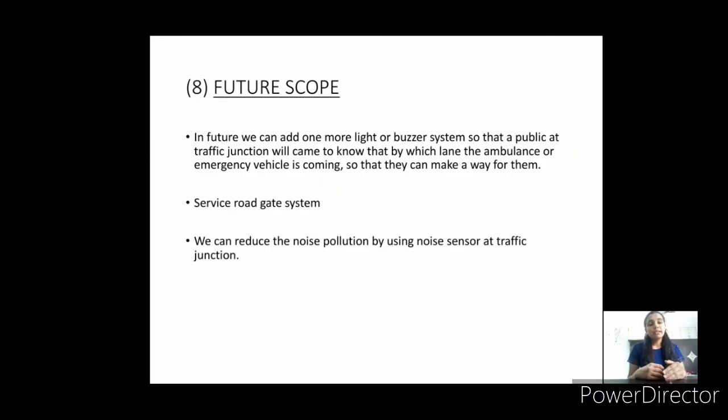Here I am going to explain the future scope of our project, the things we can include in the future. We can add a buzzer or an extra light at the traffic junction, so the public standing at the junction will know from which lane the ambulance is coming, and they can make way for it. We can also use a service road gate system, so that if there is a lot of traffic at the junction, the ambulance can use the service road. And we can also use a noise sensor at the traffic junction to reduce noise pollution.